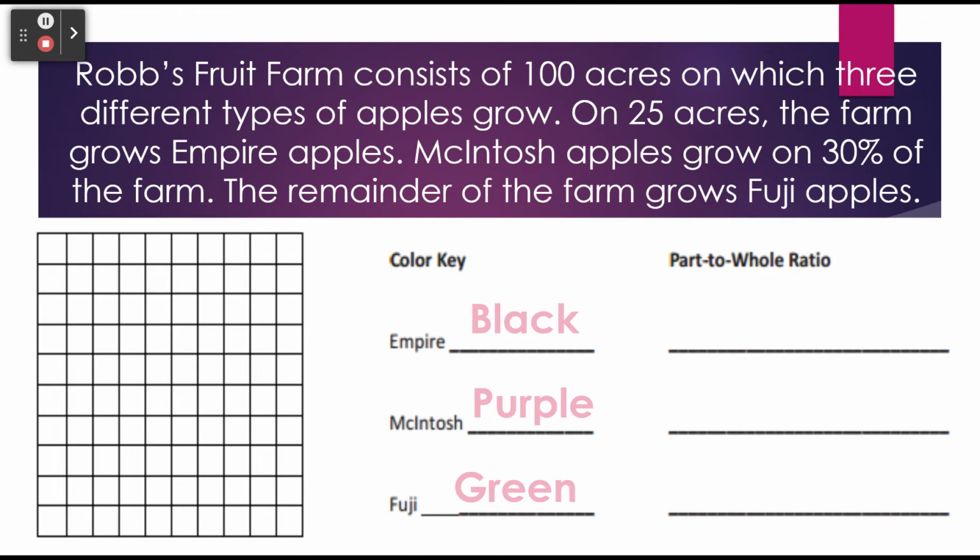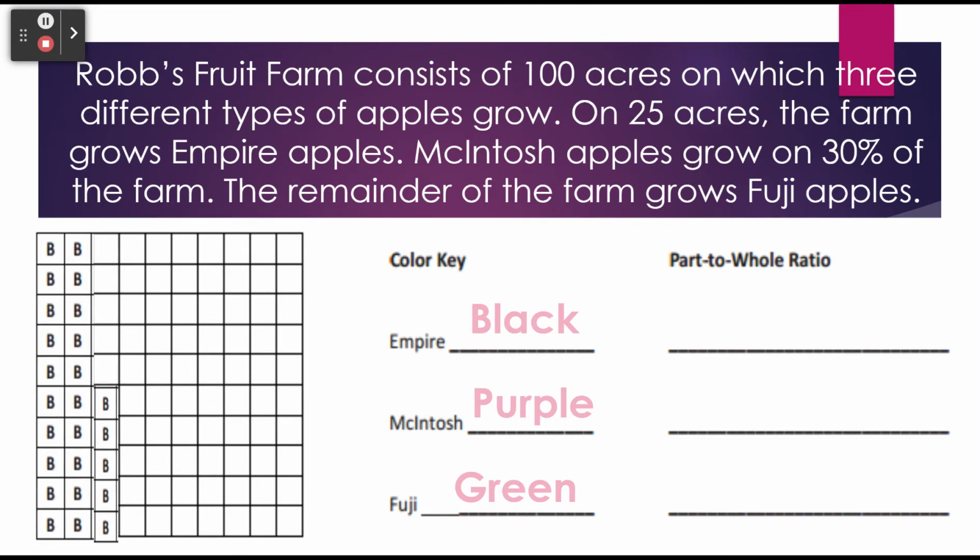Now we need to color code. So we're going to go back to our story. The first part says on 25 acres, the farm grows Empire apples. Well, if each one of these squares represents 1 acre, then I know I need to color 25 of them in black. Now, I just used the bees on mine so you could still see the lines. So I want you to go ahead and color in lightly. You don't want to make it too dark. 25 of those. If you need to press pause, please do so.